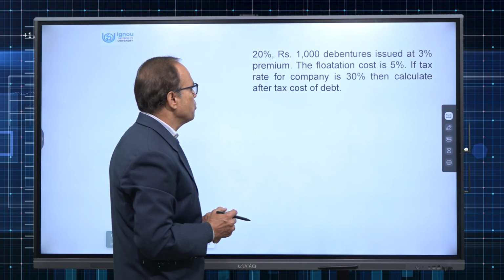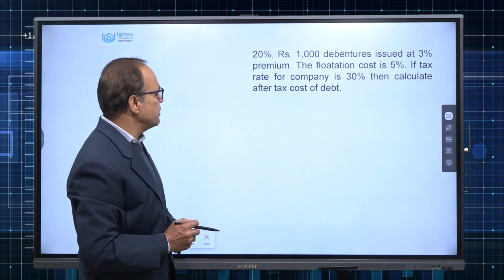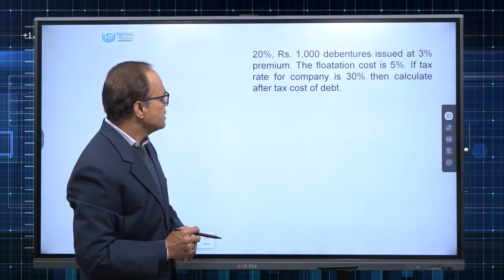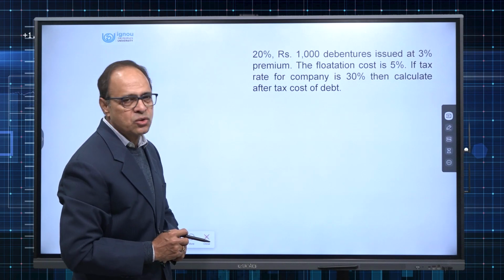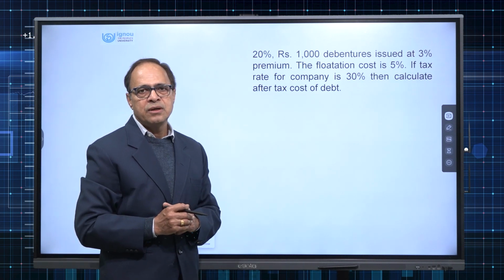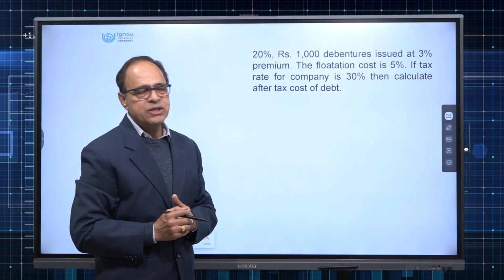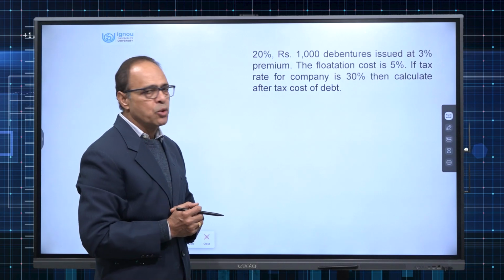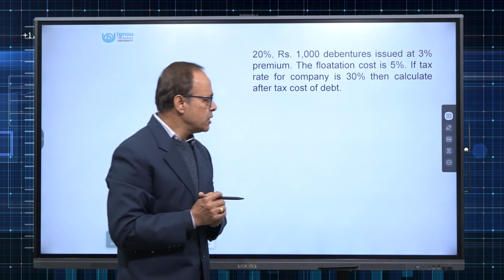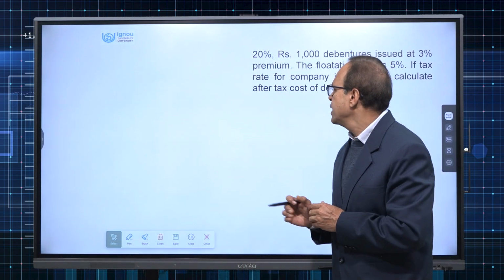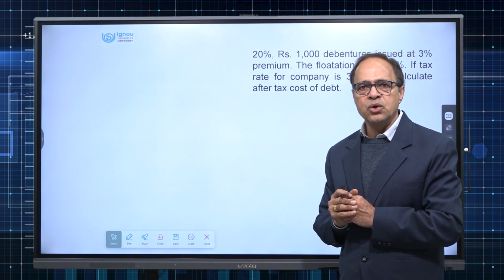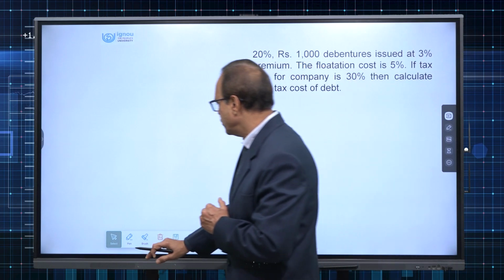So 20% rupees 1000 debenture issued at 3% premium, flotation cost is 5%. If tax rate for company is 30%, then calculate after tax cost of debt. Now, if you pay attention, in this debenture, maturity period is not given, maturity provision is not given. And I hope you remember, whenever maturity provision or maturity period is not given, we assume that debenture is perpetual or non-redeemable. And how do we calculate cost of non-redeemable debenture?